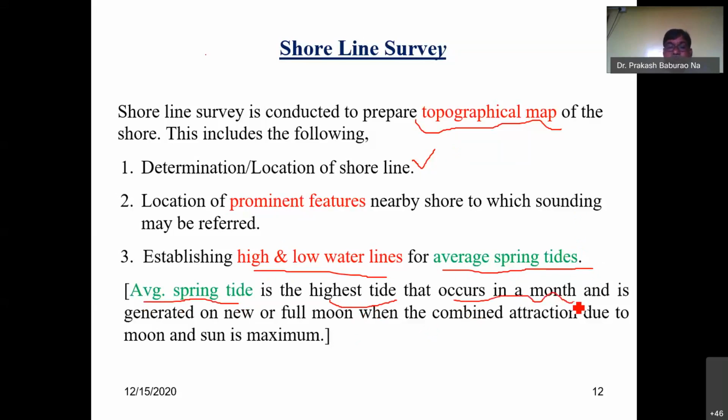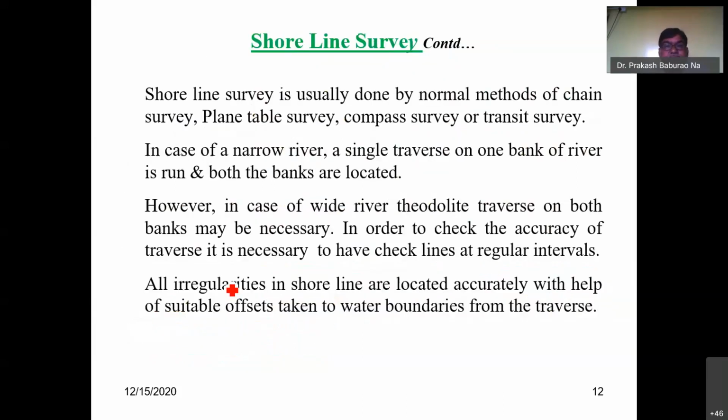It is actually applied for the coastal region in the month and is generated on new or full moon conditions, that is, half moon conditions, full moon conditions, when the combined attraction due to the moon and the sun is also maximum. आपण त्याला मराठीमध्ये म्हणतो भरती आणि ओहोटी ही काय येते because of this attraction of the sun and the moon. The level of the water rises or decreases, and you have to observe the entire effect with the help of this hydrographic survey.